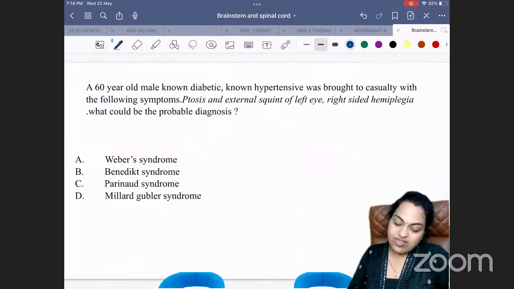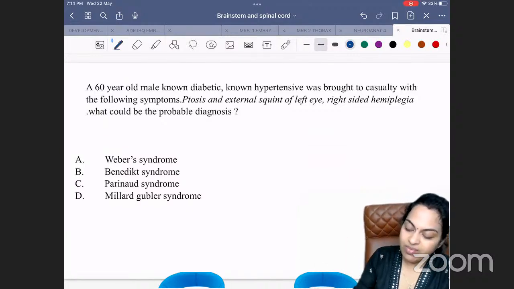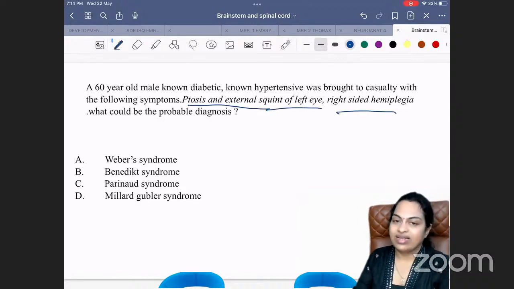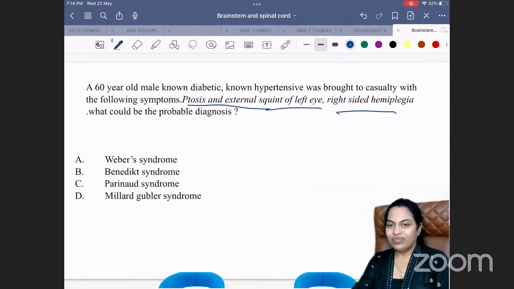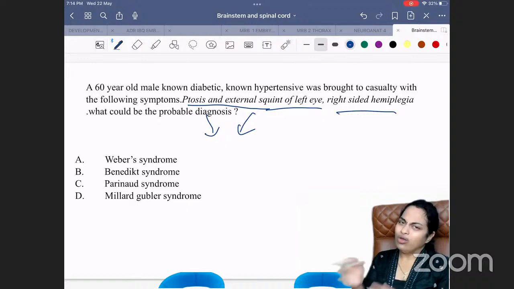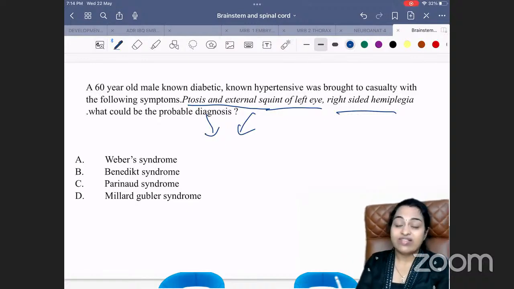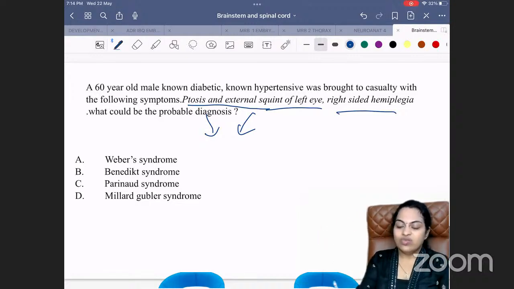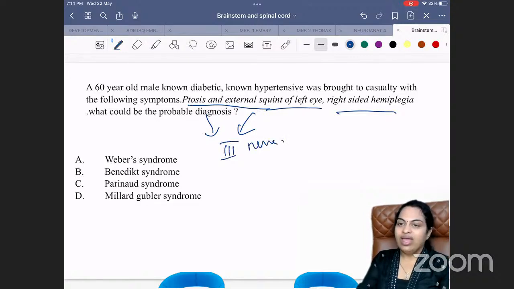Next question. A 60-year-old male, known diabetic, known hypertensive, all that, but what is the symptom? Ptosis and external squint of the left eye, right-sided hemiplegia. What could be the probable diagnosis? So ptosis and external squint. Horner syndrome, that ptosis is different. Here you see external squint of the left eye. You want to look in, but the eye is turning out. So that is due to involvement of the third nerve. Hemiplegia, again, corticospinal fibers.